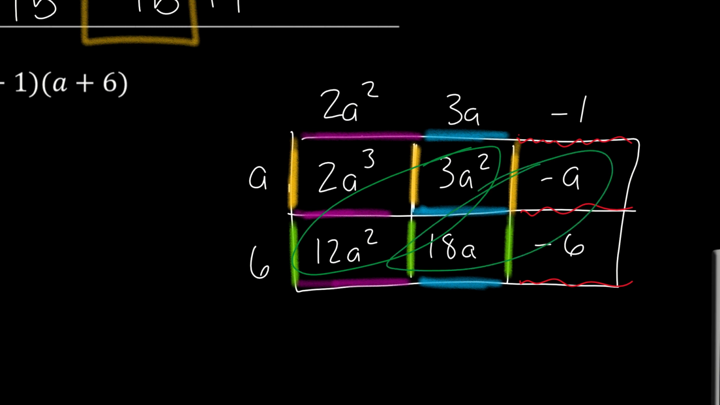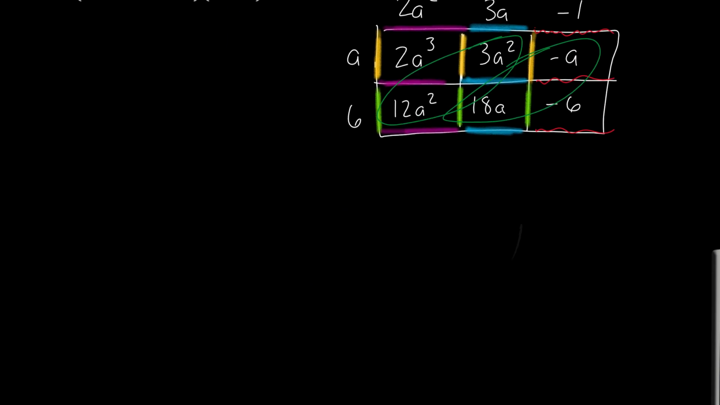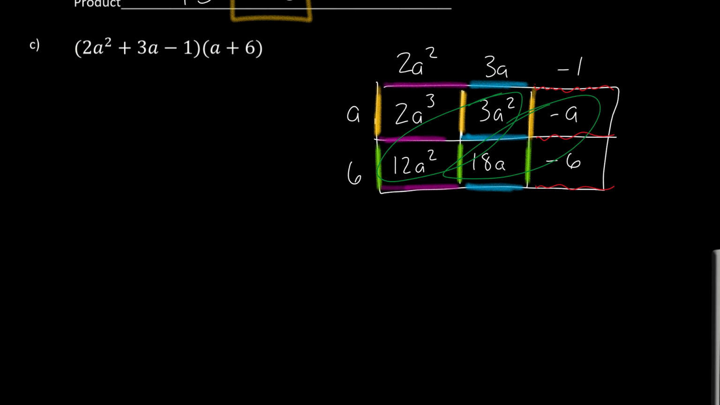And these are like terms, so I combine those. So my product, my final answer for the last problem, the entire test, is going to be 2 times a cubed. And if I combine 12a squared and 3a squared, that's going to be plus 15a squared. And when I combine 18a and a negative a, that's going to be plus 17a, and then finally a minus 6. So let's read that again. It's 3a cubed plus 15a squared plus 17a minus 6.